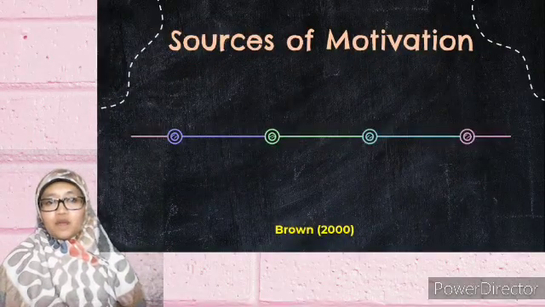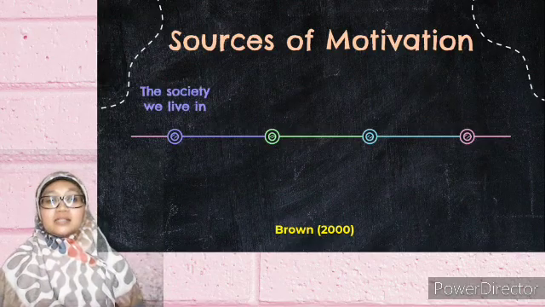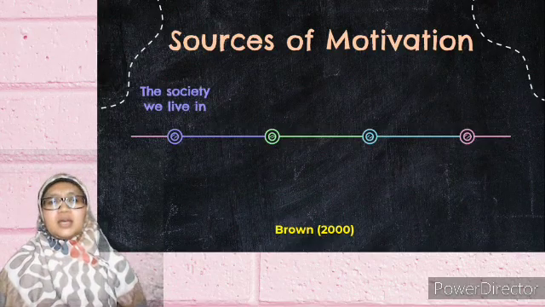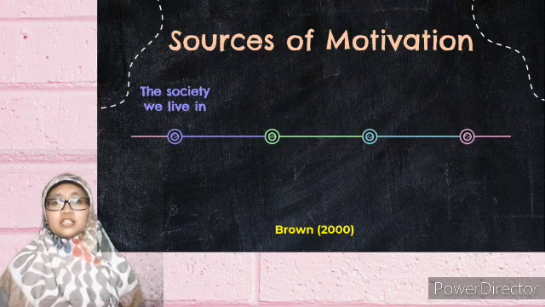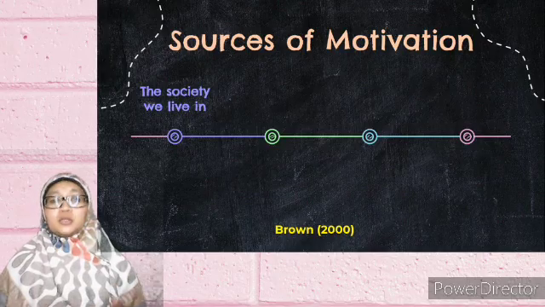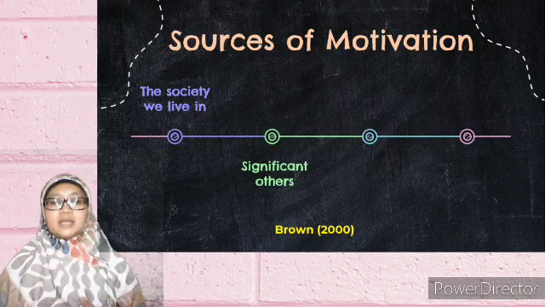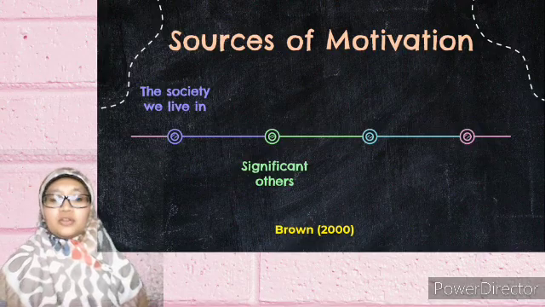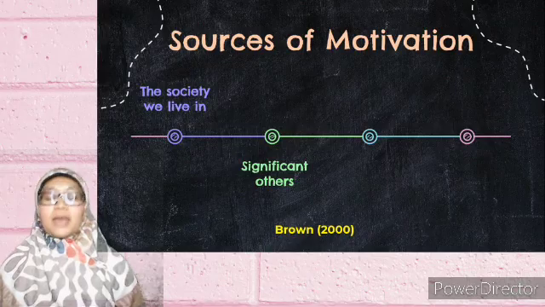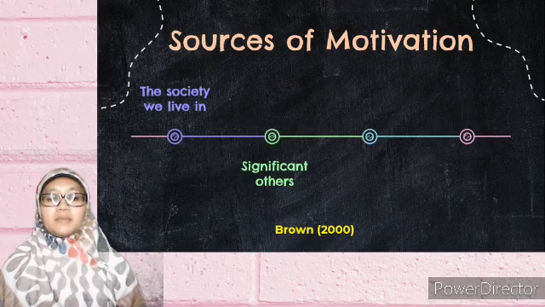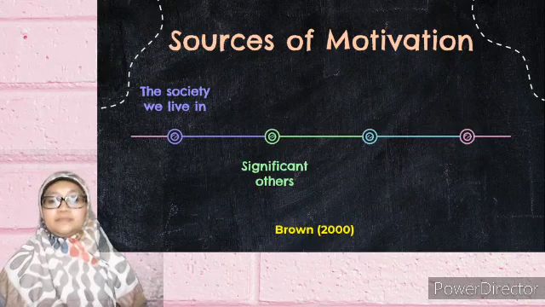According to Brown, there are four sources of motivation. The first one is the society we live in. Is English used in everyday conversation, or is it only learned in a timetable classroom? This perhaps could be the first source of motivation. Second is the significant others, or in other words, the people who are close to them. Parents and older siblings are typically crucial in determining students' motivation in learning.